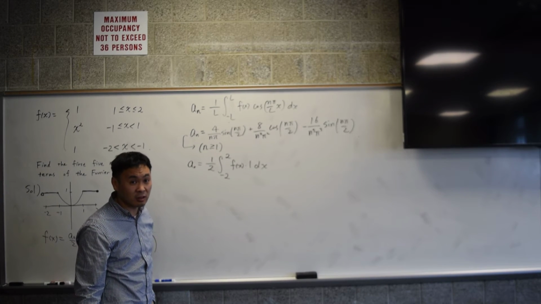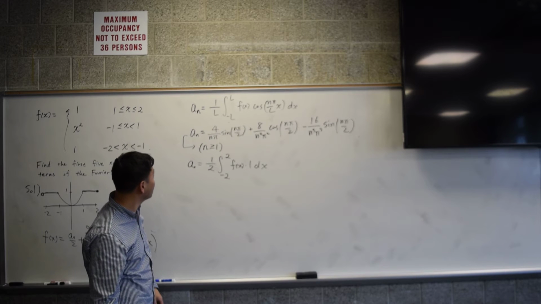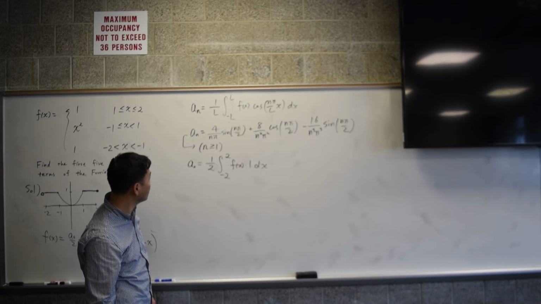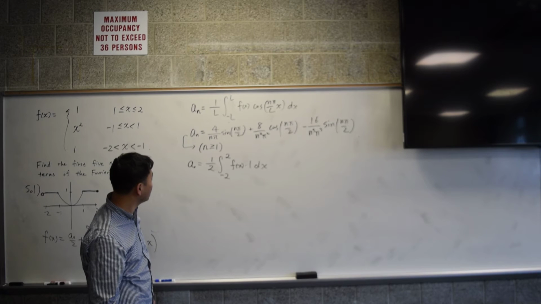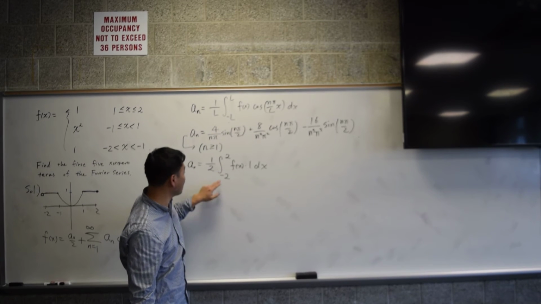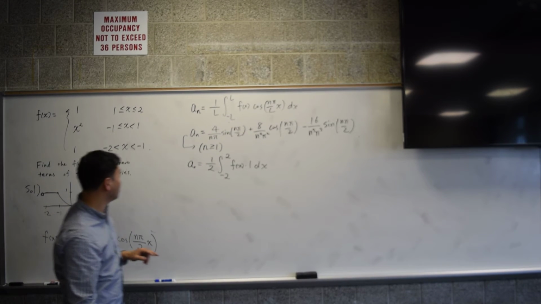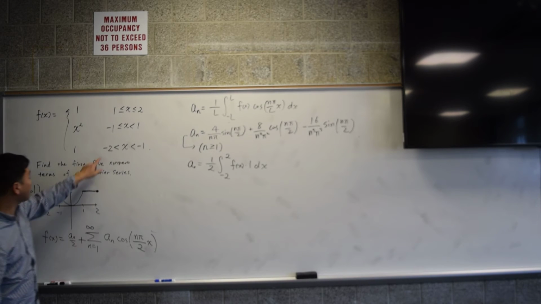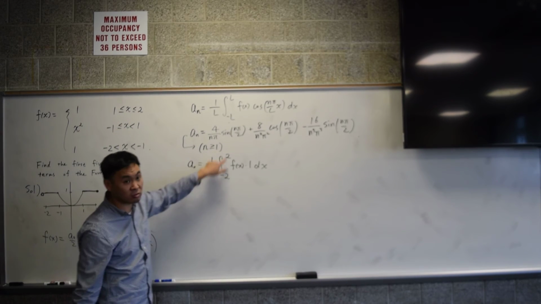Shouldn't it only be for -1 and 1? Like the interval? Because where you have f of x, you have x squared only for -1 and +1. No, it's from negative L to L. Our L value is 2. So it's always from negative 2 to 2, regardless of what interval the function is defined on? Yeah, it's from negative 2 to 2. Okay.